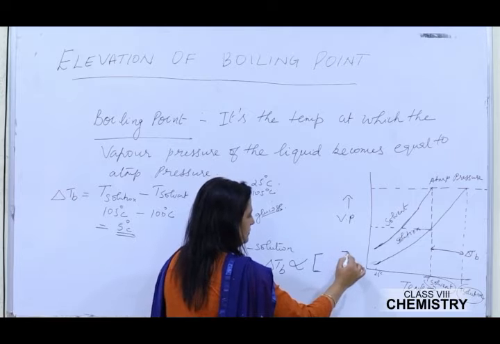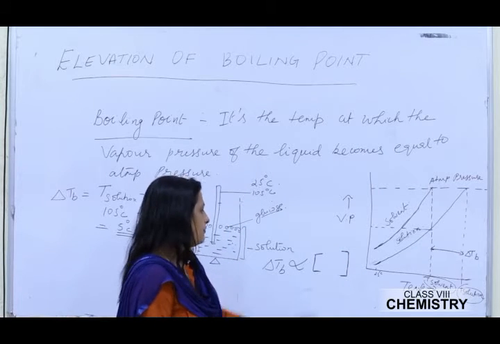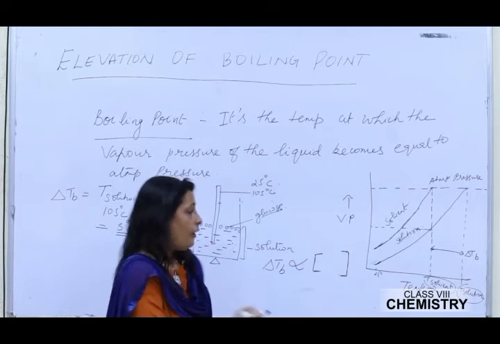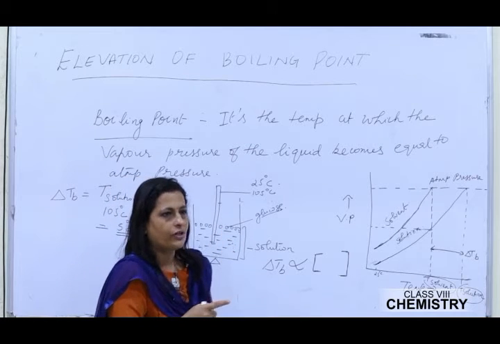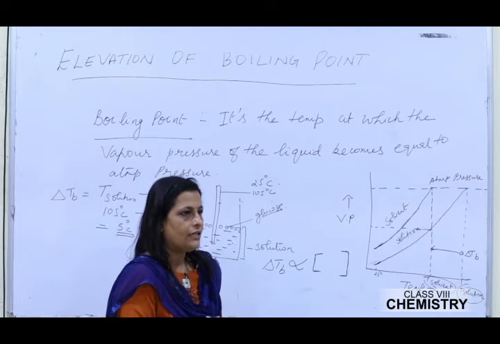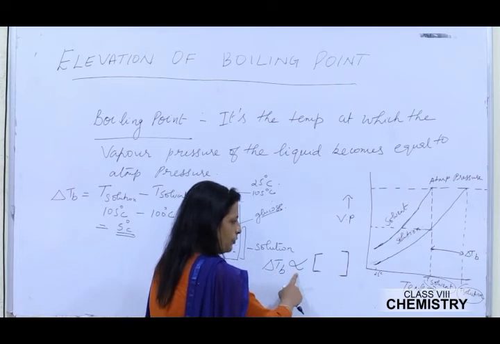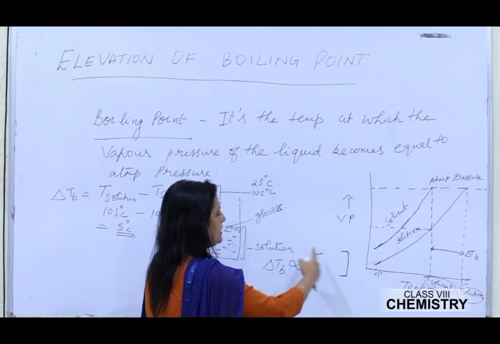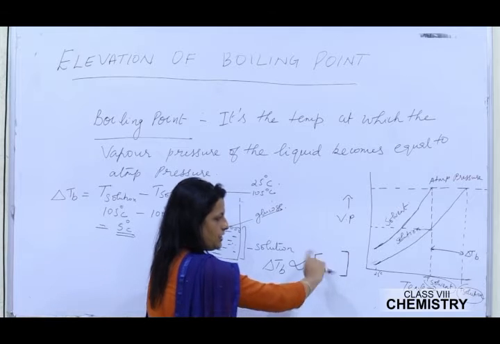So you know, the square bracket represents the concentration of the solution. Because this elevation in boiling point is coming when you are adding non-volatile solute, it depends upon the amount of non-volatile solute. So what can you say? The elevation in boiling point is directly proportional to the amount of non-volatile solute, or we can say it's directly proportional to the concentration of the solution.